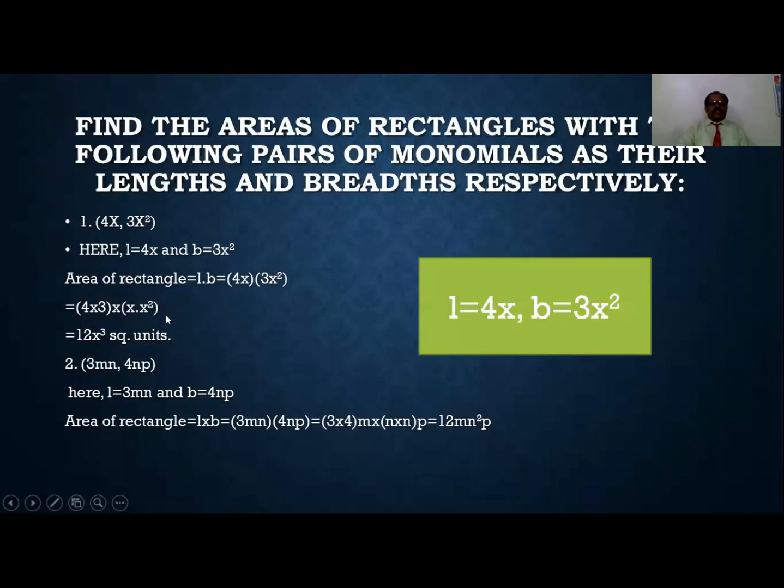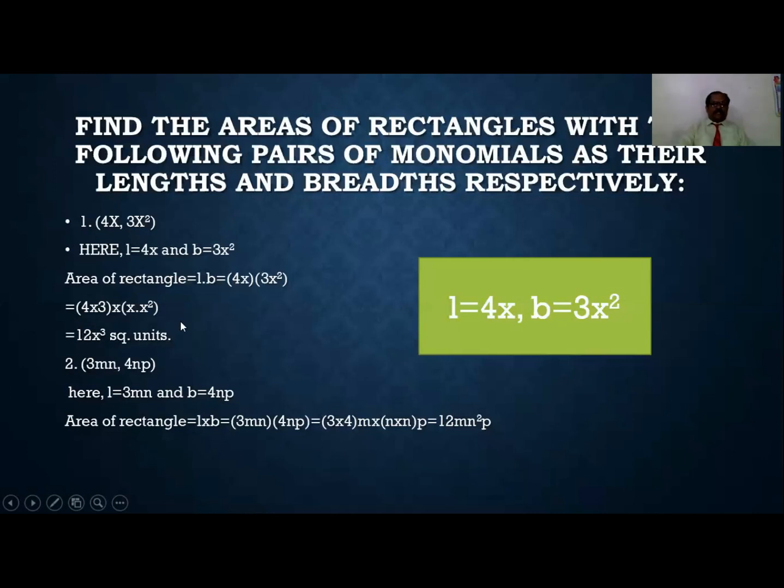So what does this give us? The product of 4 and 3 gives us 12, whereas for the product of x with x square, as we have seen in the previous example, whenever it is a product of two exponent terms with the same base, we have to add the indices, we have to add the powers. In the first term x has power 1, in the second term x has power 2, so the sum of the powers, 1 plus 2, gives us 3. Hence the area of the rectangle is 12x cube, whose unit will be square units.